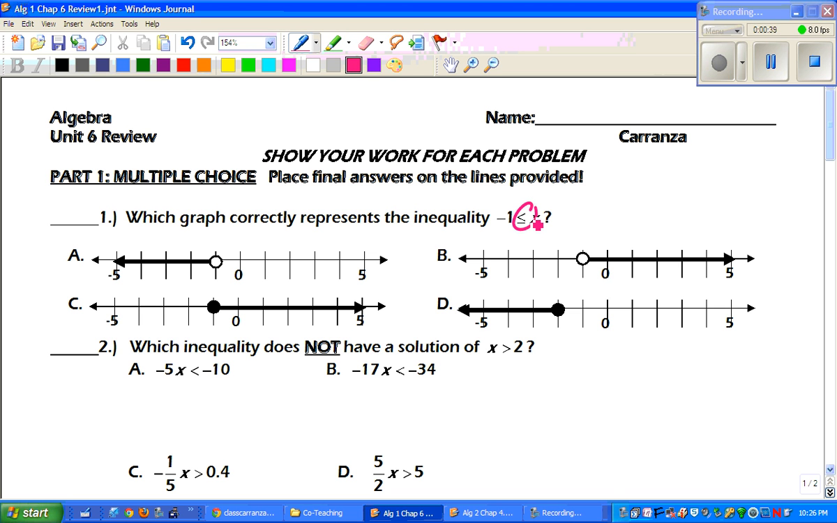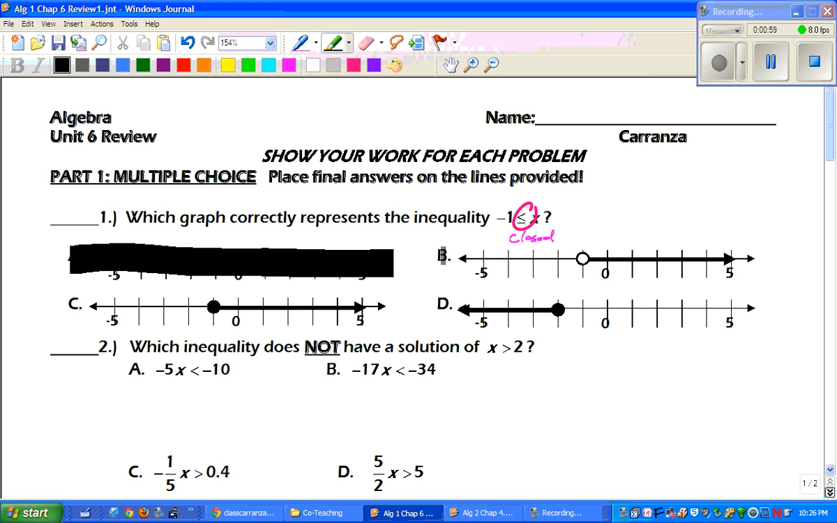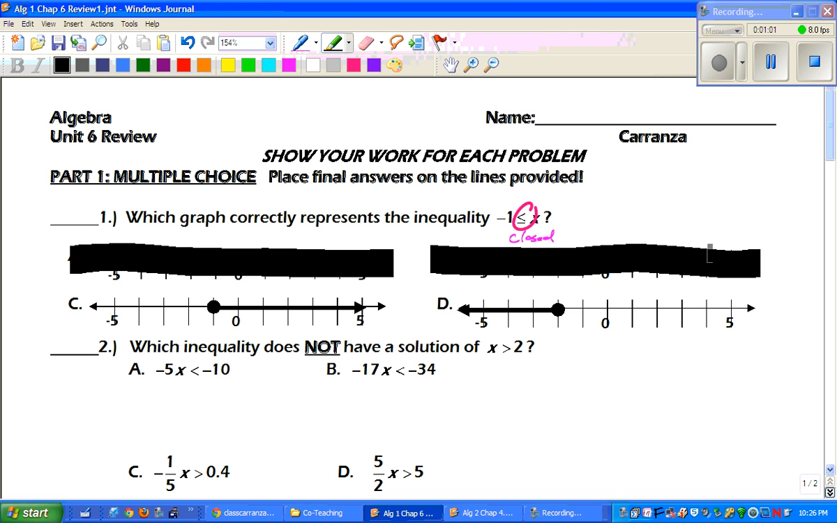Okay, now the first thing I want to look at is that inequality. Is that open or is that closed? That's closed. Are there any of these answers that we can start to knock out that are not closed? Yeah, look at A is open and B is open. Those are wrong. Right there it tells you it's closed. So we can get rid of those.